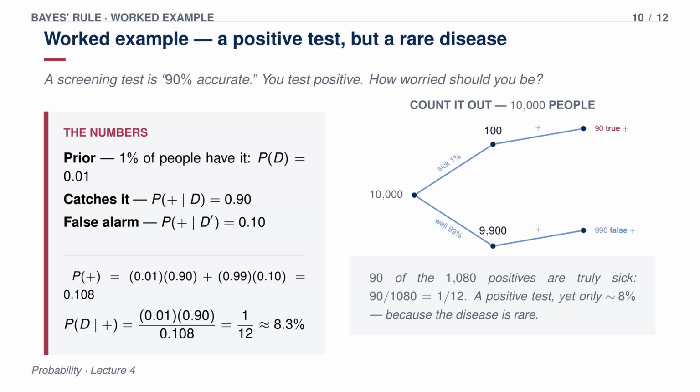A positive result on a 90% accurate test, and there's still only an 8% chance you're sick, because the condition was rare to begin with. The base rate dominates. That's the smoke alarm all over again.